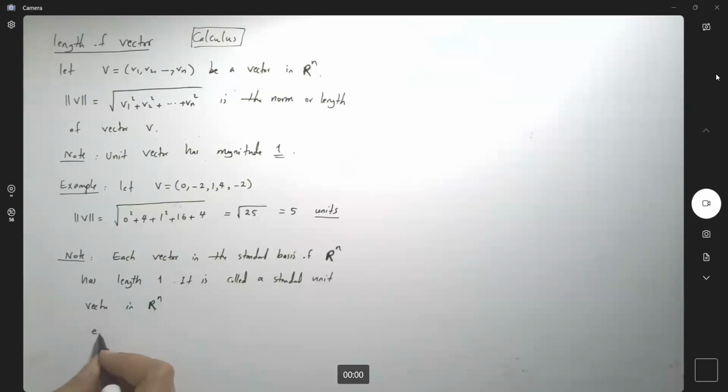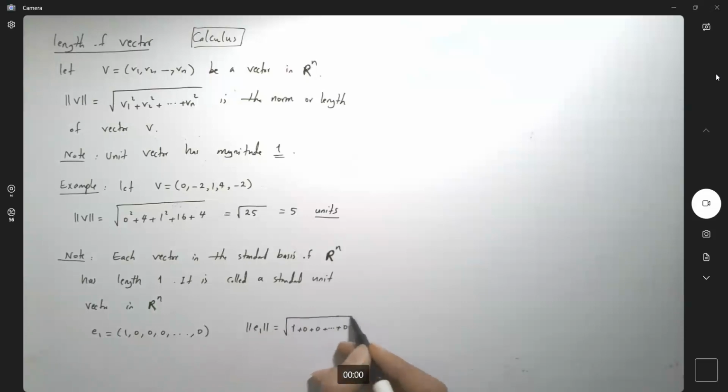For example, E1 is equal to 1, 0, 0, 0. The rest of the elements are all 0. So if I ask you to find the magnitude of E1, you're basically adding 1 to a bunch of zeros, which is 1. So we have an example of a standard unit vector in Euclidean space Rn.